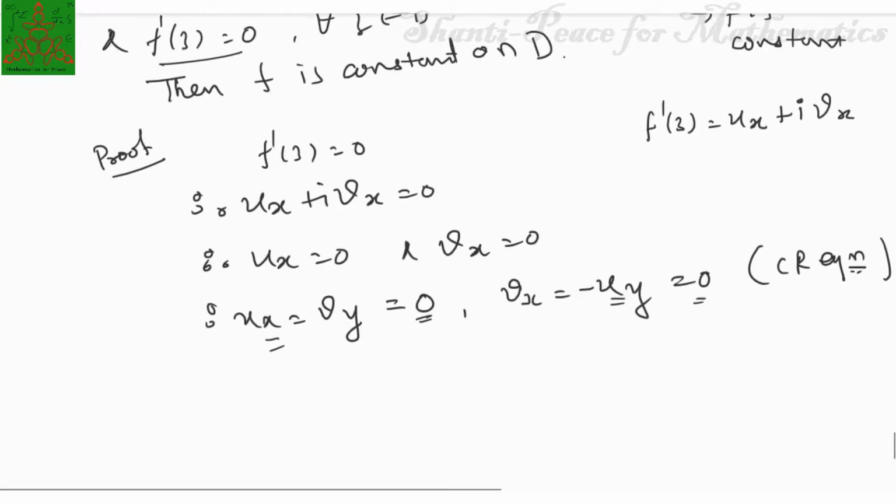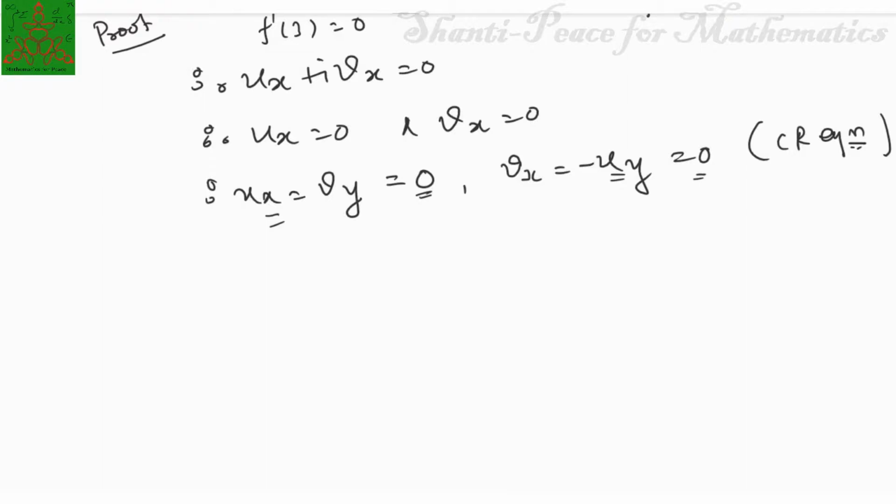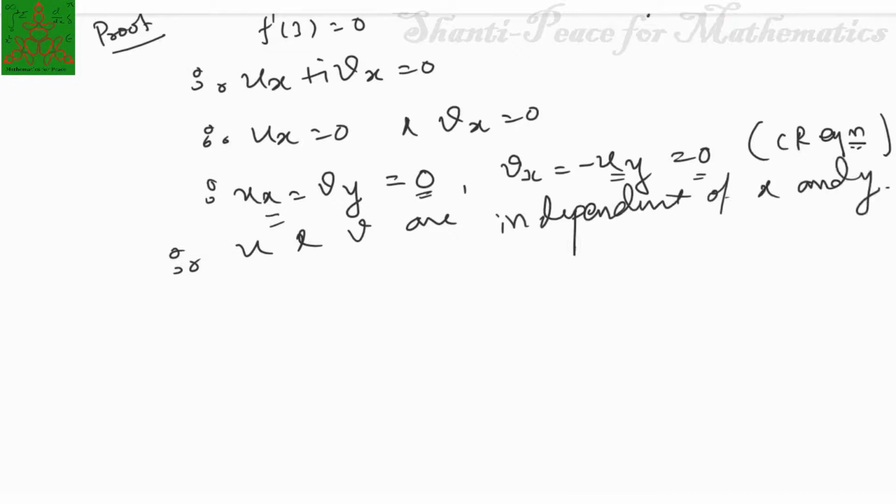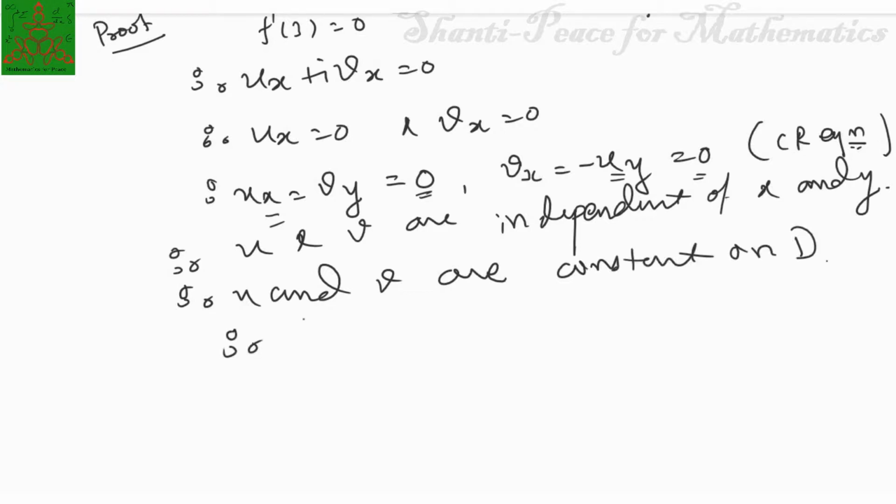A similar argument is given for v also. So we can say that u and v are independent of x and y, and therefore u and v are constant on D. Hence f of z is equal to c, where c is a complex constant, for every z in D. So that completes the proof of this theorem. Let's have the next example.